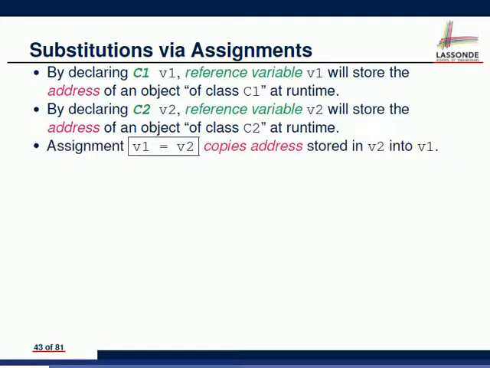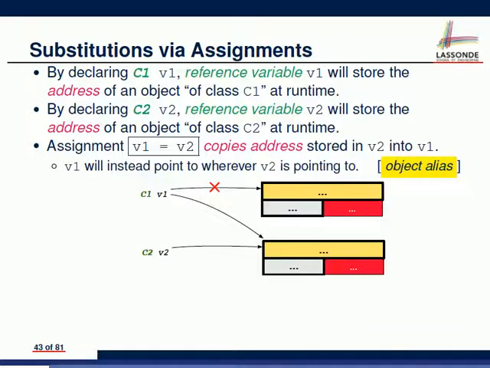Now, when we say v1 is assigned v2, what do we mean? What we are really trying to say is a diagram like this. You can see v1 used to point to some object of any type; the type doesn't really matter. And now v1 is going to point to wherever v2 is pointing. That's why the arrow is changing over here. We call such an assignment a substitution.